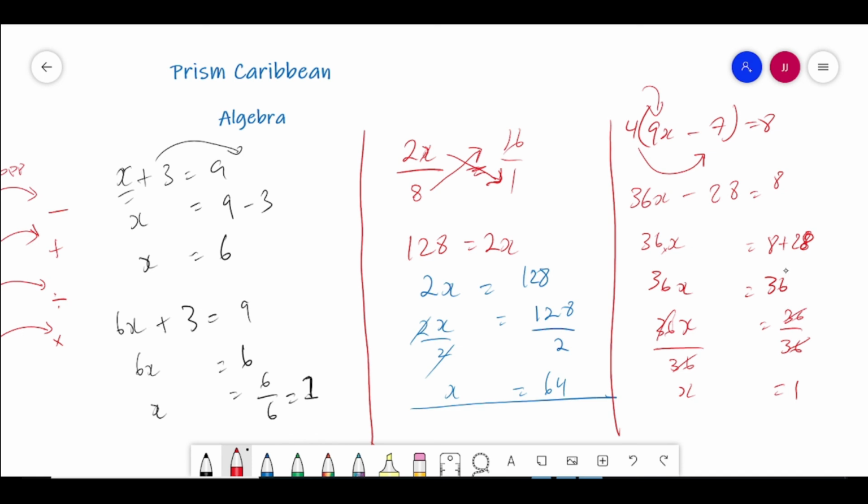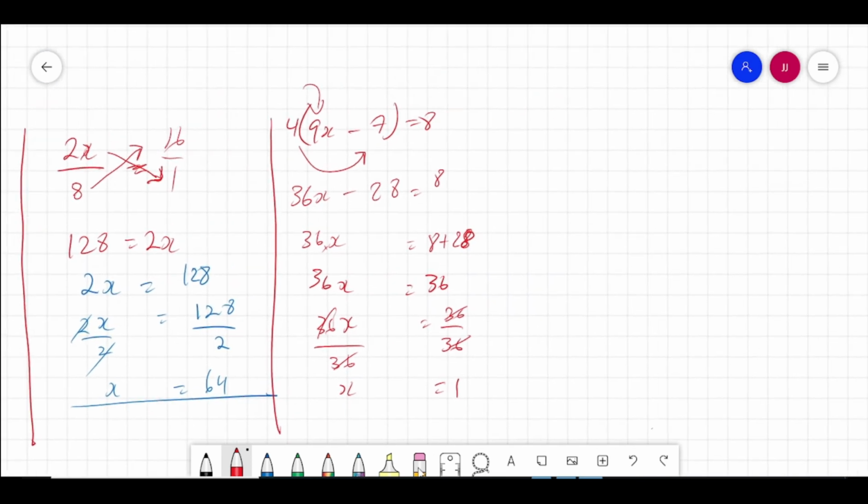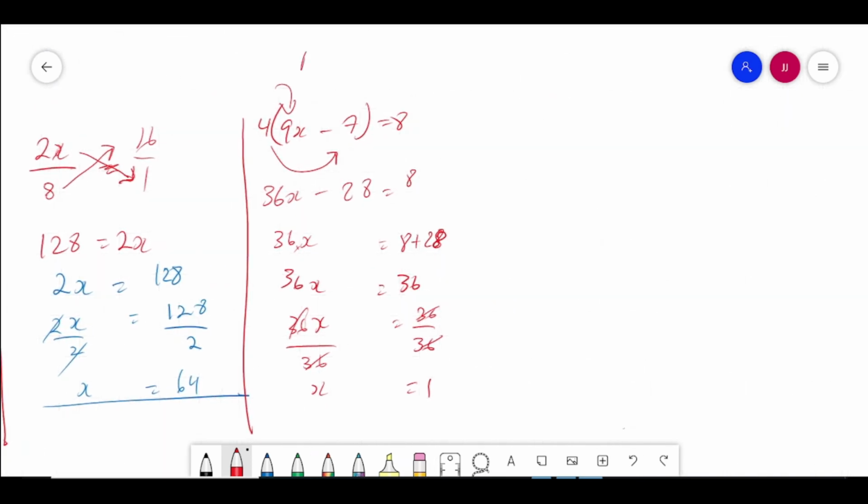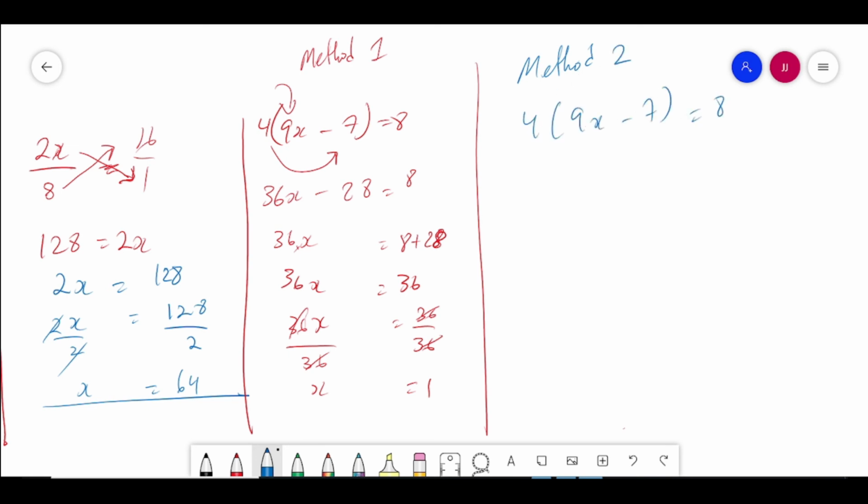We could have done this another way as well. Let's say this is method 1, and this here is method 2. Let's say we have the 4 into 9x minus 7 equal 8. Now many will see from this pattern that we can easily divide both sides by 4, and of course equate the equation, and let's see how it goes from there. So we know 4 divided by 4 will give us 1, and 8 divided by 4 will give us 2. So we will have 9x minus 7 is equal to 2.